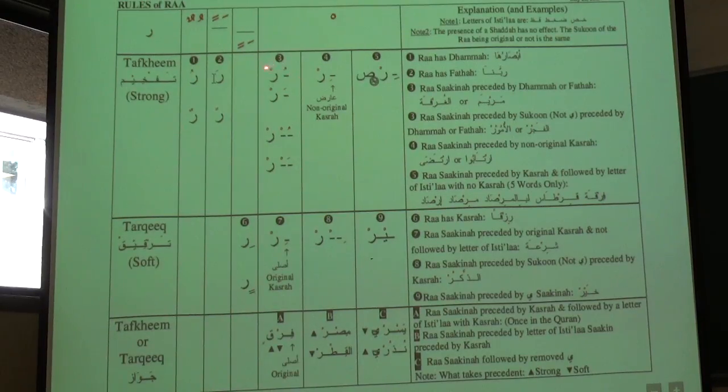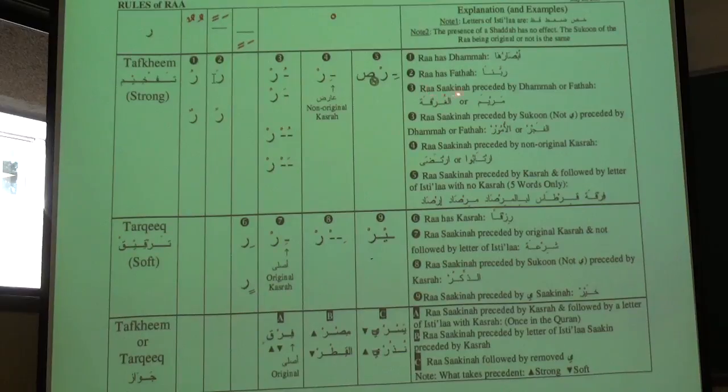In number 3 here we have a ra with a sukoon. So now we are starting with the cases where the ra has a sukoon. In number 3, a ra has a sukoon before it dhamma. You remember this case? Ra with the sukoon before it fatha. So anything on top is mufakhama, strong.